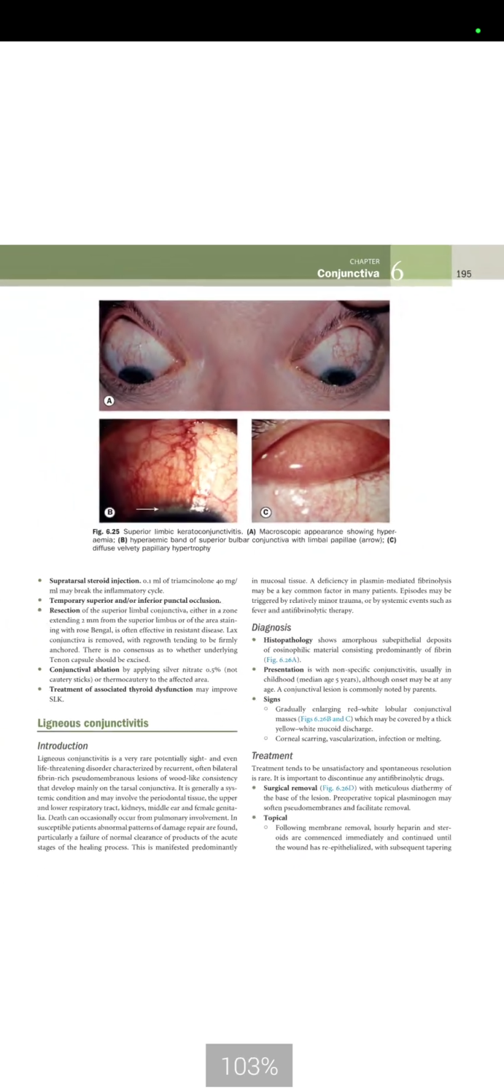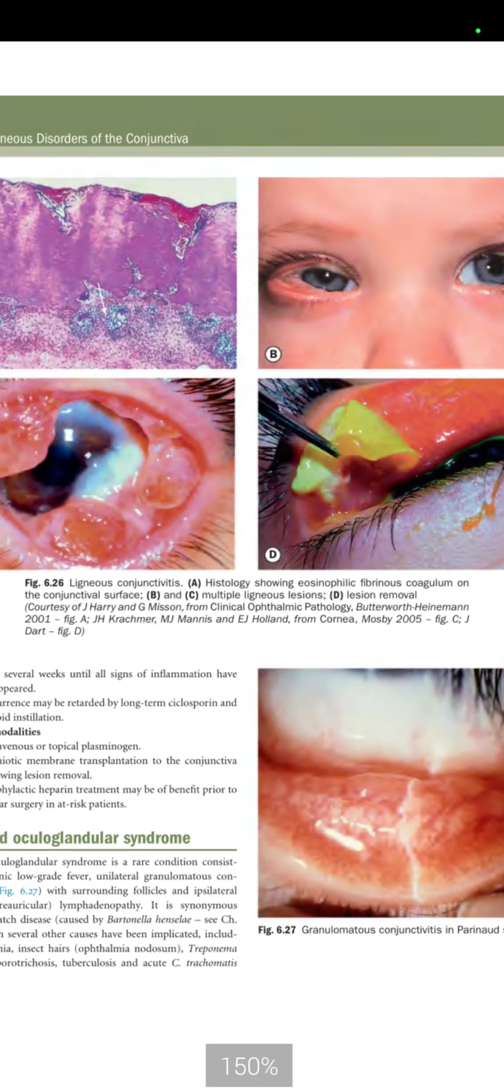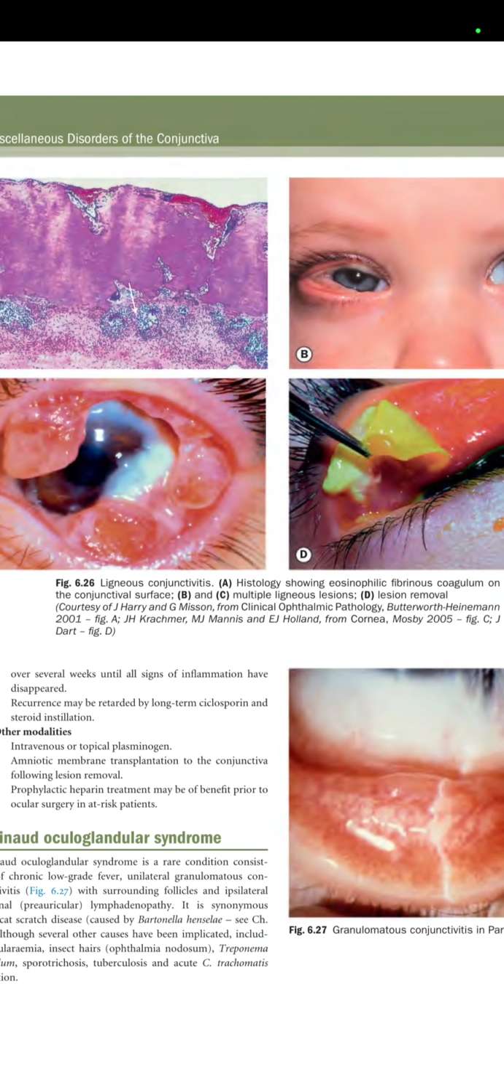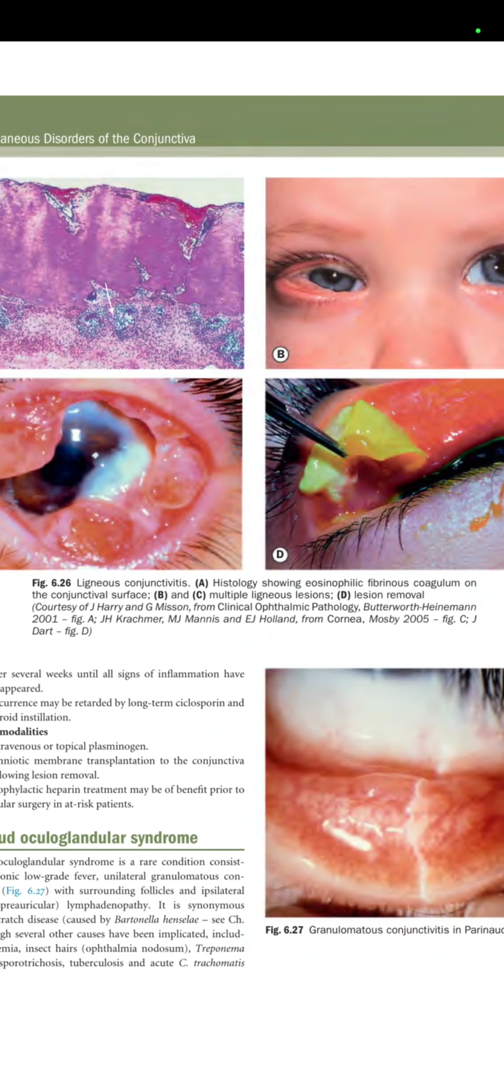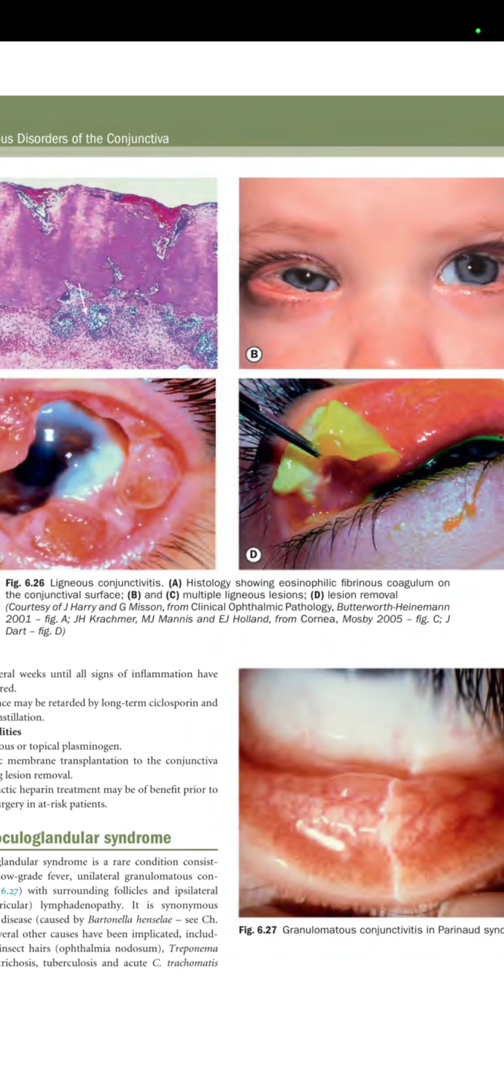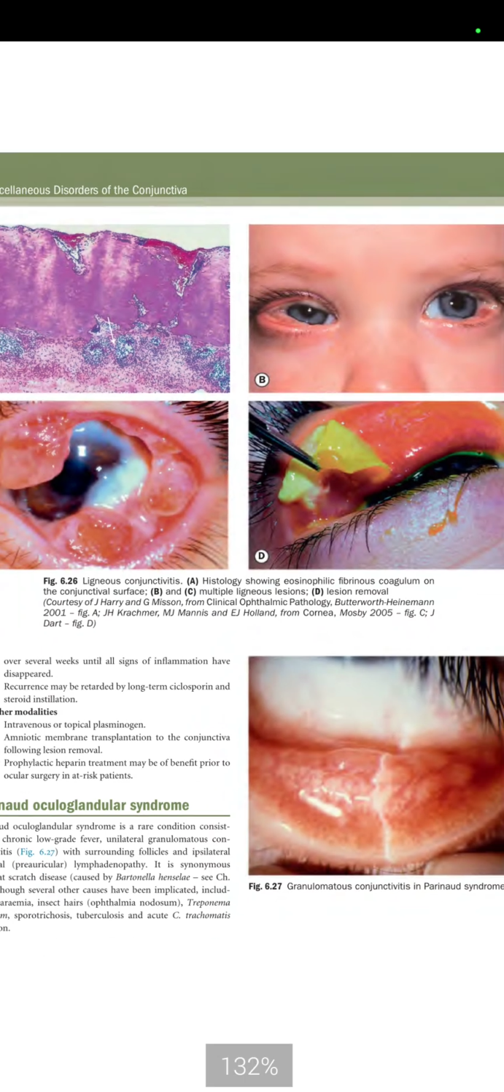Corneal scarring, vascularization, infection, or melting can also occur. So this is a ligneous conjunctivitis. B and C are showing the multiple lesions in the eye, and D is showing the lesion removal. So these are the ligneous conjunctiva having a wood-like consistency and a red-white mass.